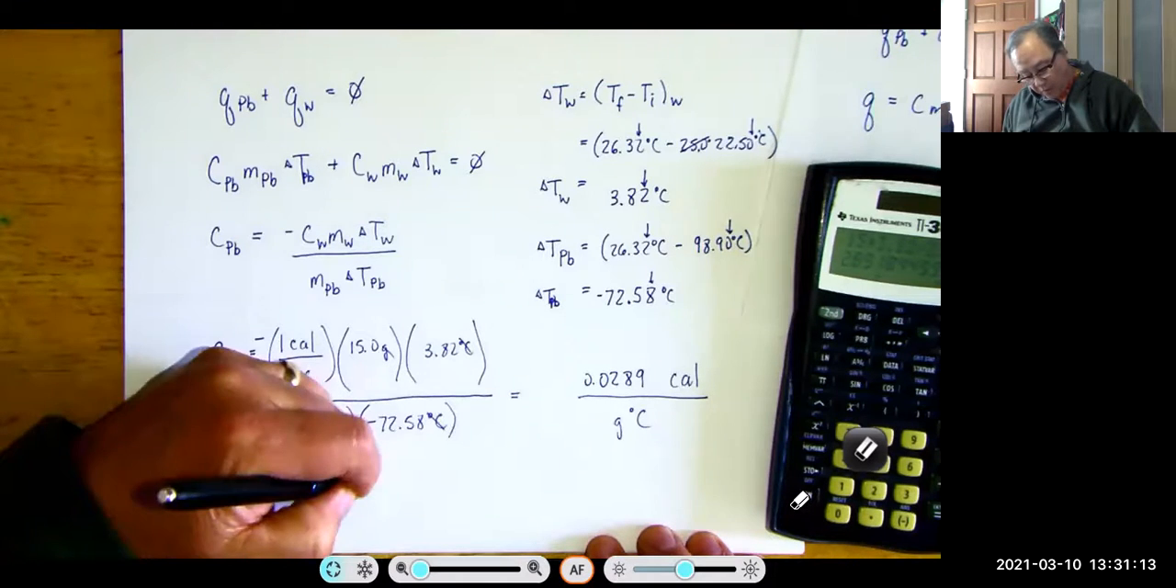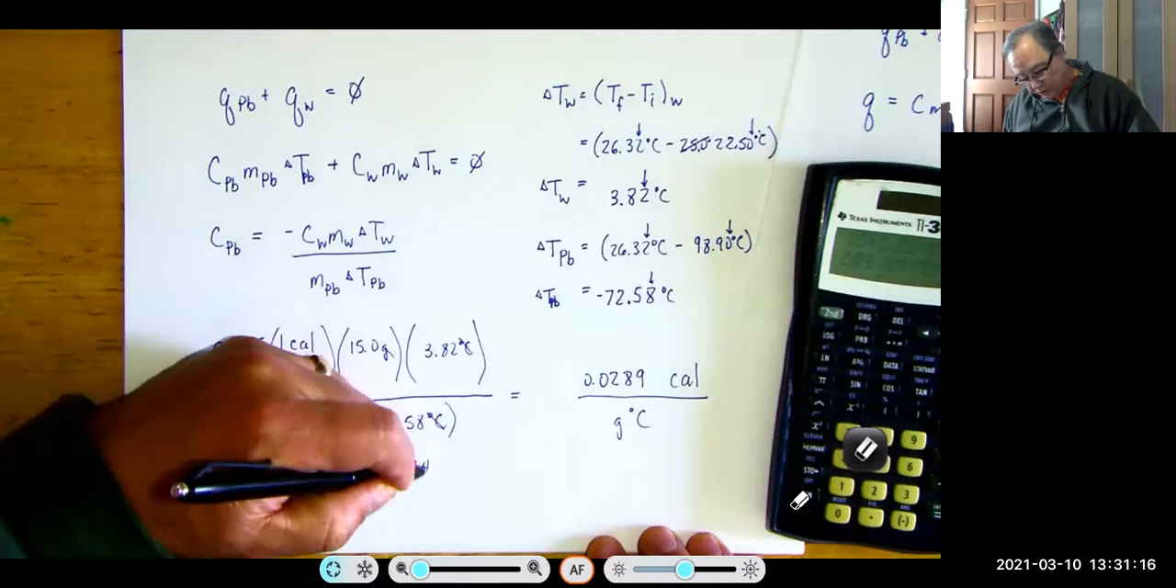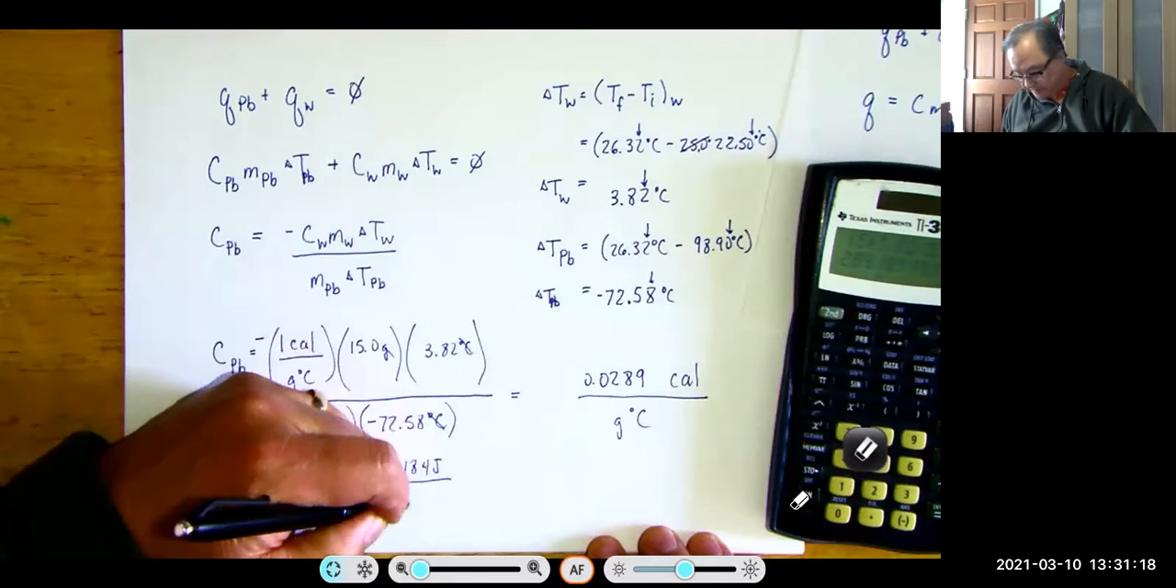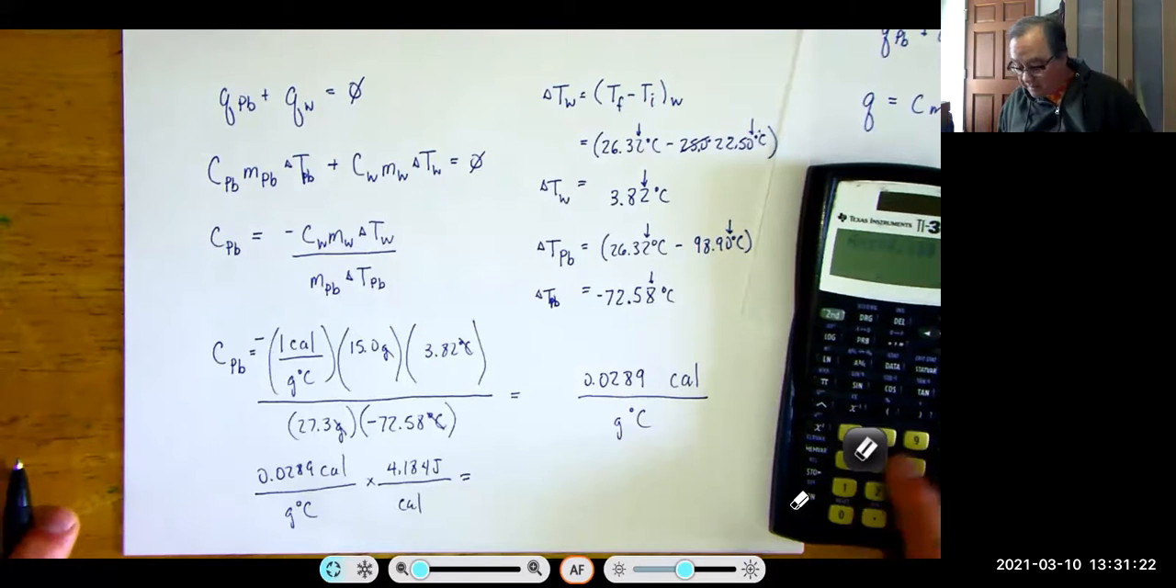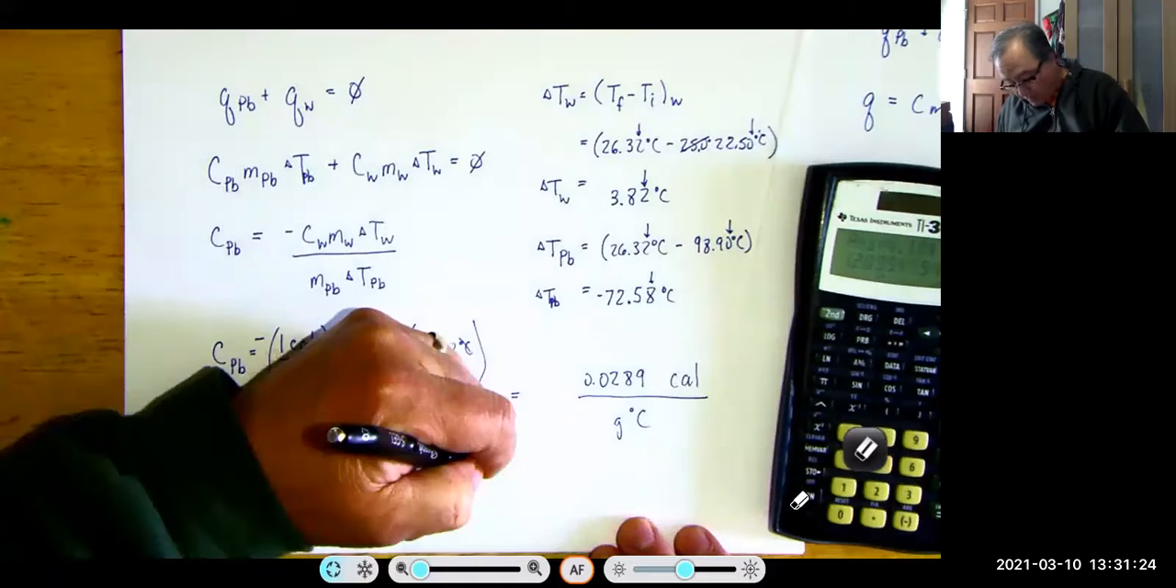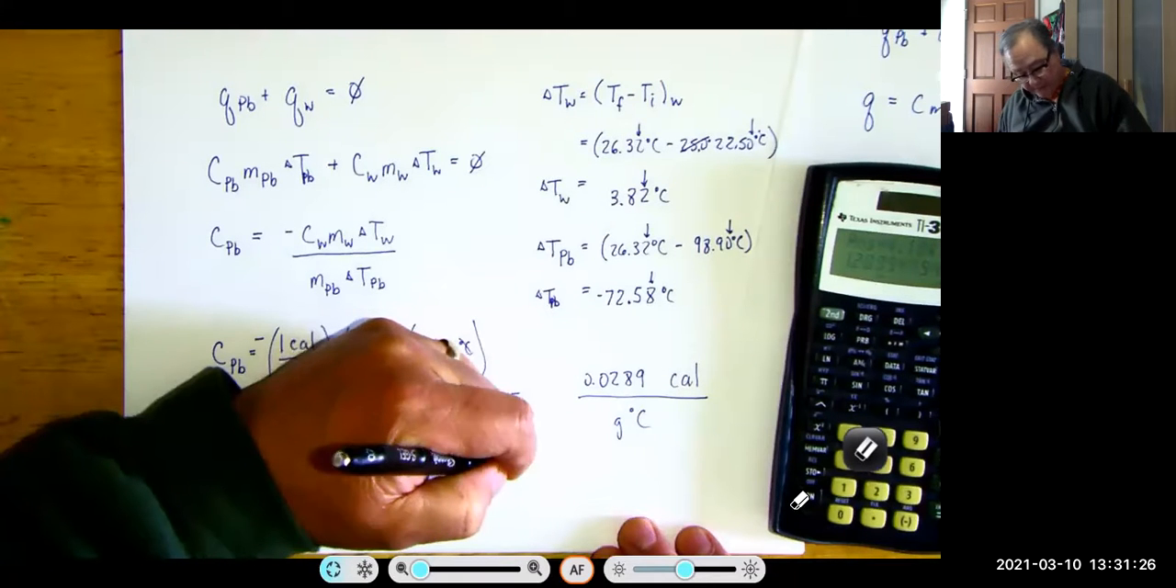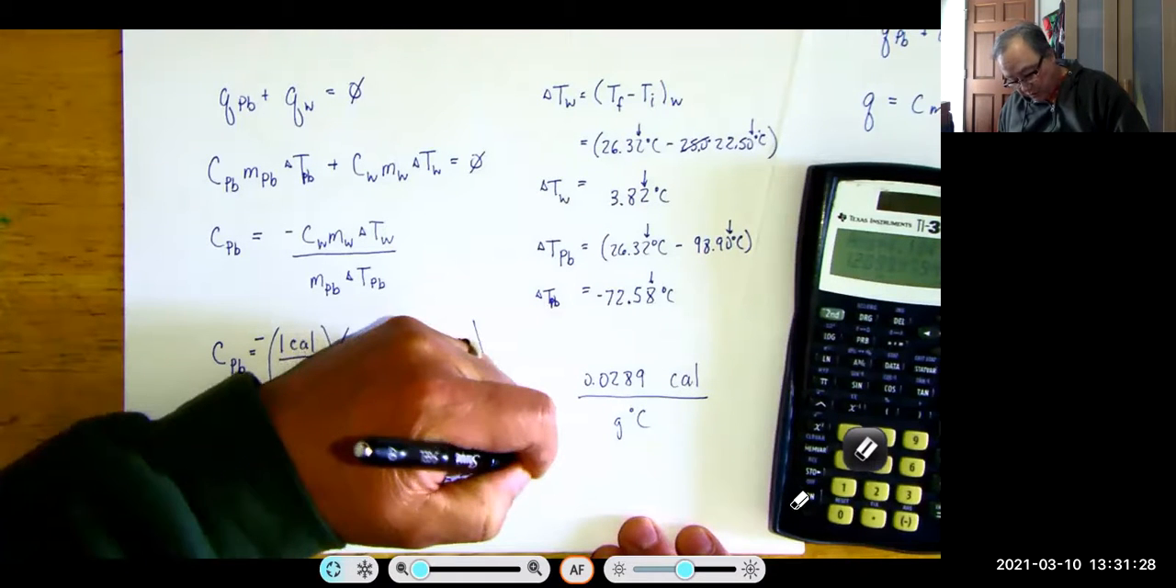Now, if we wanted to convert that into joules, we would take this number times 4.184 joules per calorie. And I get 0.121 joules per gram degree Celsius.